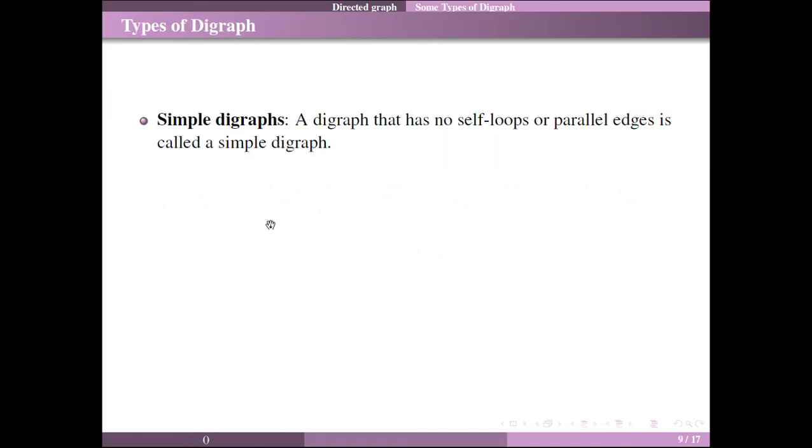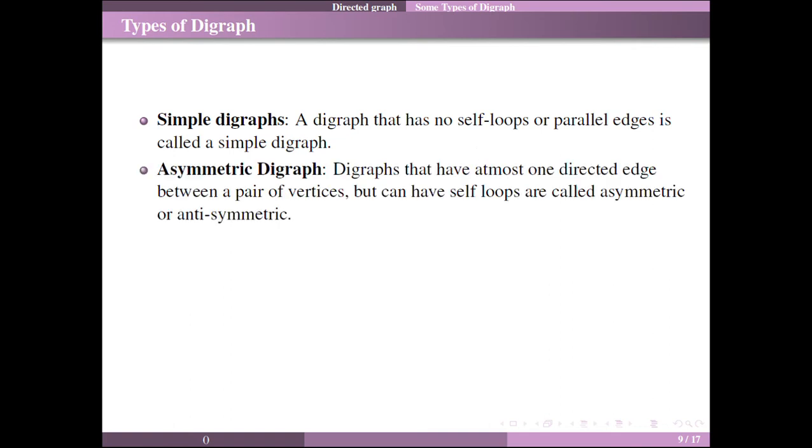Next, we discuss some concepts on different types of digraph. A simple digraph is a digraph that has no self-loops or parallel edges. A digraph is said to be an asymmetric digraph if it has at most one directed edge between a pair of vertices, but it is allowed to have self-loops. Such a graph is also otherwise called an antisymmetric digraph.